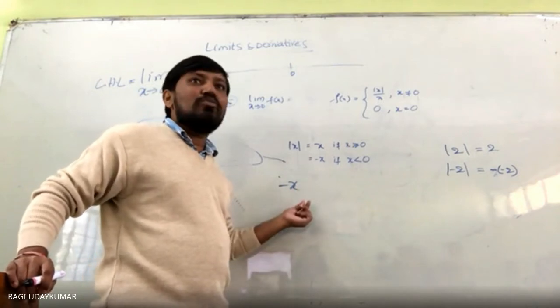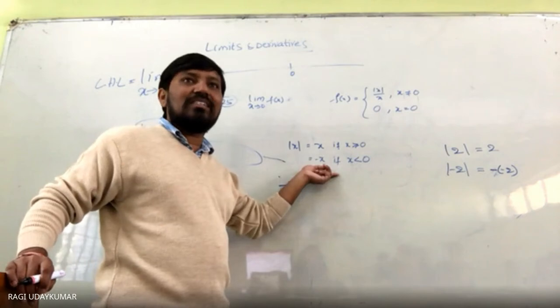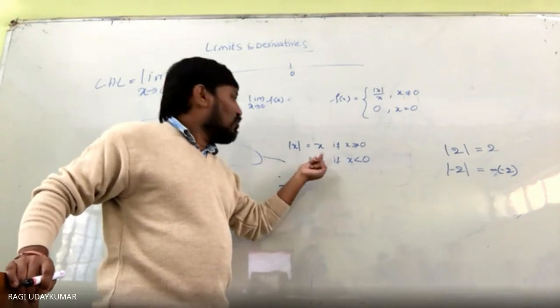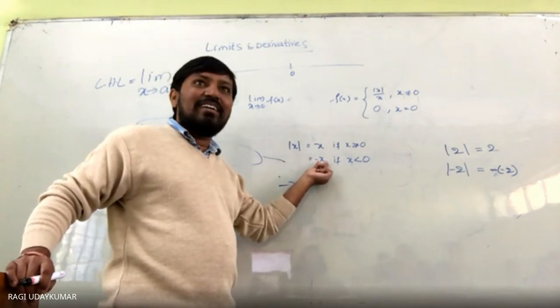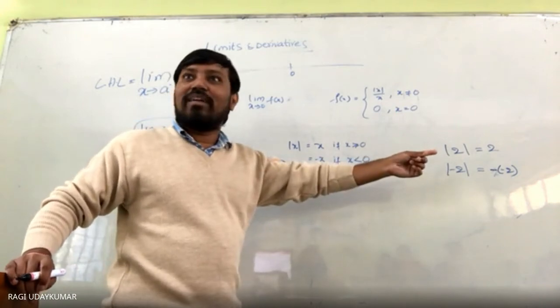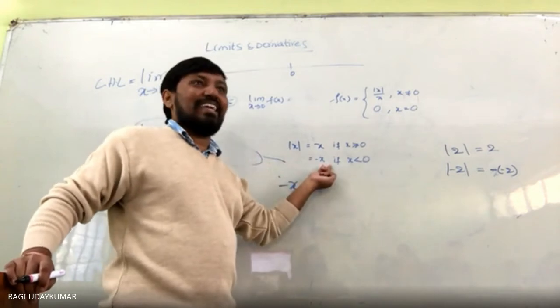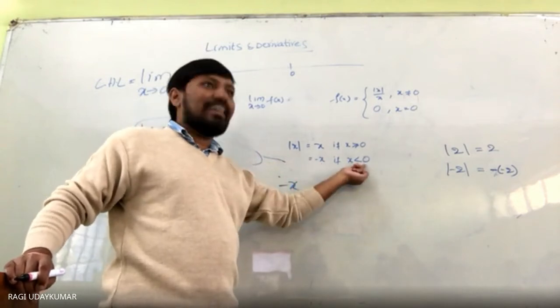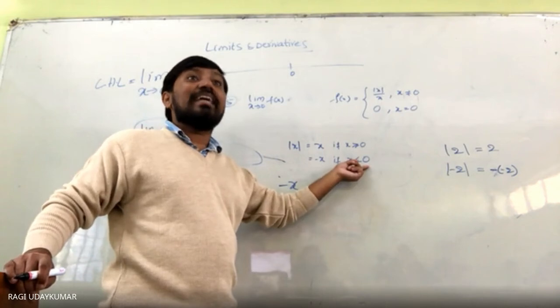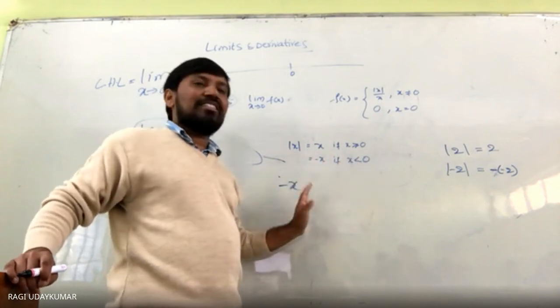So normally when the definition of mod x is given to you like this, you may think that this is negative, so we will not get a negative, mod x should give positive. You may think like that. But this is not negative, this is positive, because x is less than 0, x is negative. So this is the definition of mod x.